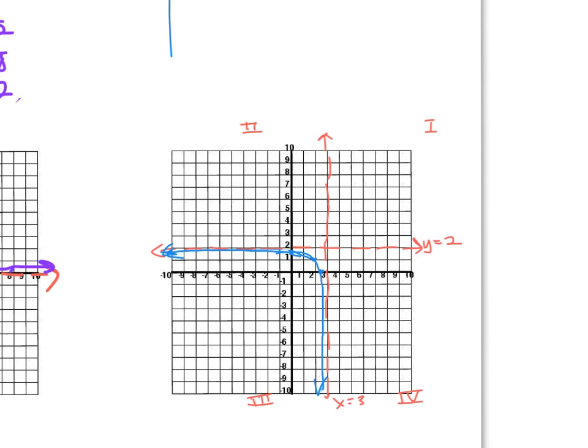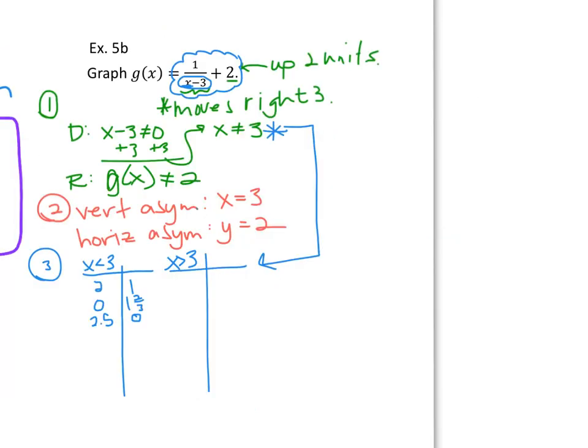All right, let's take care of the other side. Looking back at our graph, if we need values for x that are on the other side of that vertical asymptote, they have to be greater than 3. Let's try 4. If we plug in 4 for x, 4 minus 3 is positive 1. 1 divided by 1 is 1, and 1 plus 2 is 3.